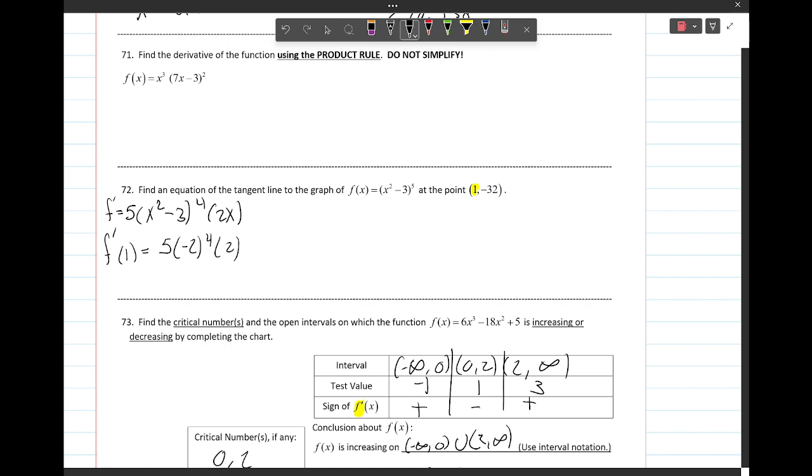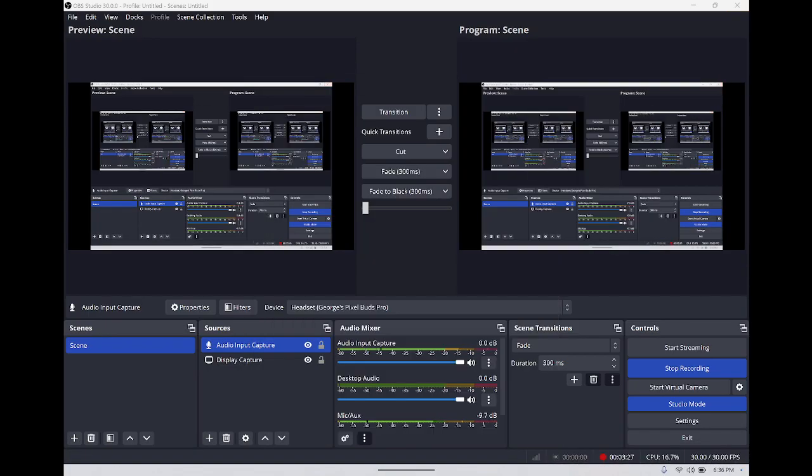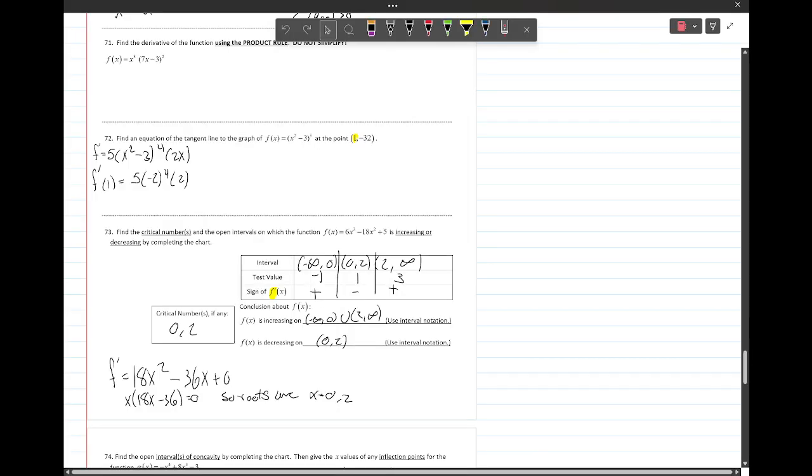2 times 2 is 4, so 2 to the 4th is 16, so 16 times 2, 32 times 5. Oh, no, close one. 5 times 32 is 160. That does seem like a lot. Is that right? Okay, wow, it is.